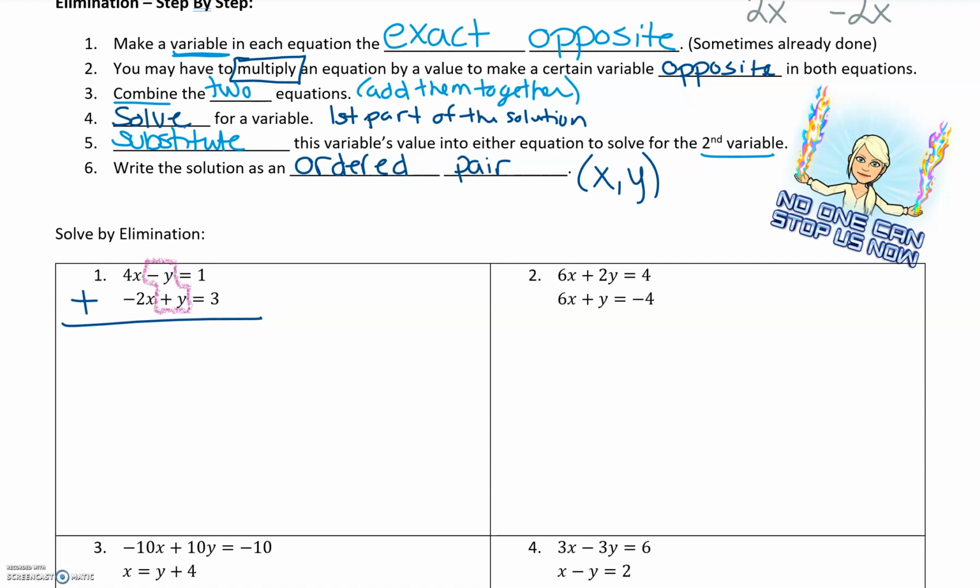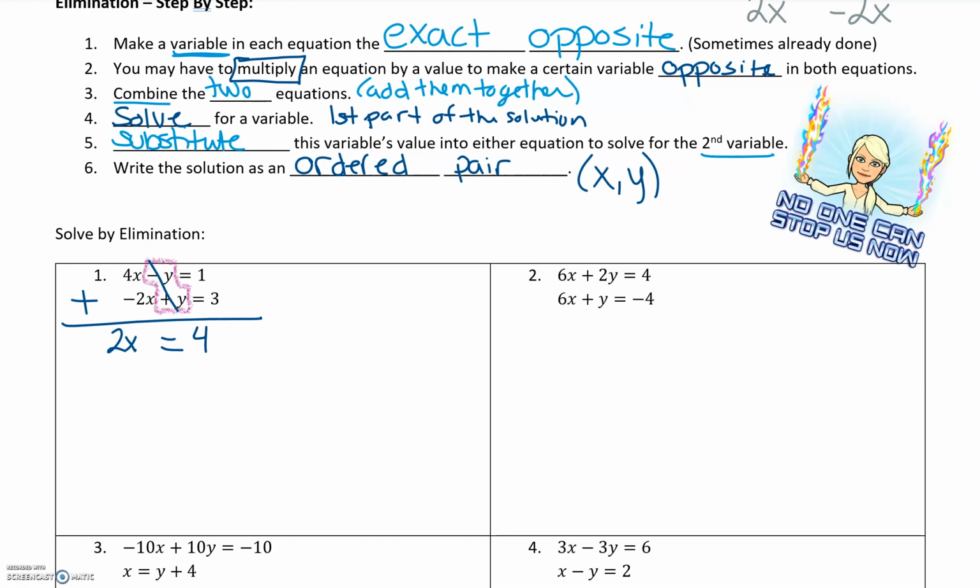All right, so we're going to add 4x plus negative 2x. That's 2x. Negative y plus y, so we're adding vertically. Negative y plus y, that eliminates. It gives us 0. It cancels. Then we have our equal sign, and 1 plus 3 is 4.